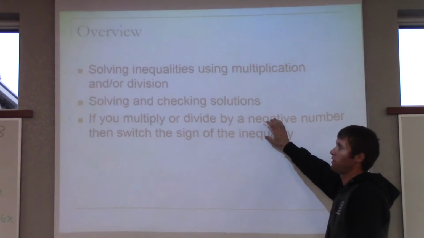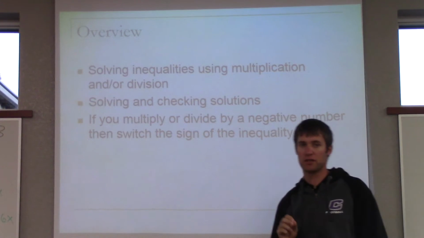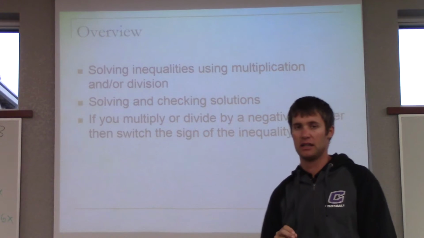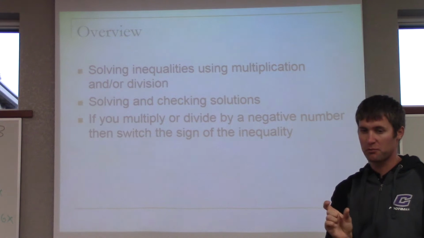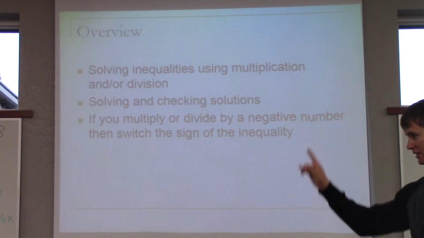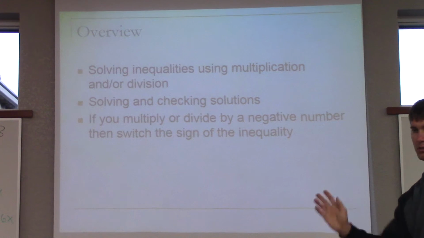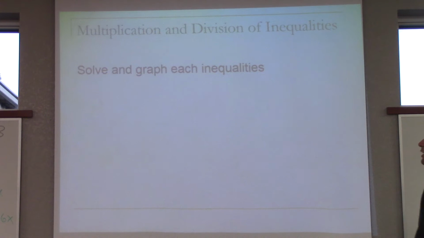This point right here is the biggest point I want to make. If you multiply or divide by a negative number, only if you divide or multiply by a negative number, then you'll switch the inequality. So if it's less than, then it switches to greater than. If it were greater than or equal to, it switches to less than or equal to. So the process still stays the same. We want to draw the river.